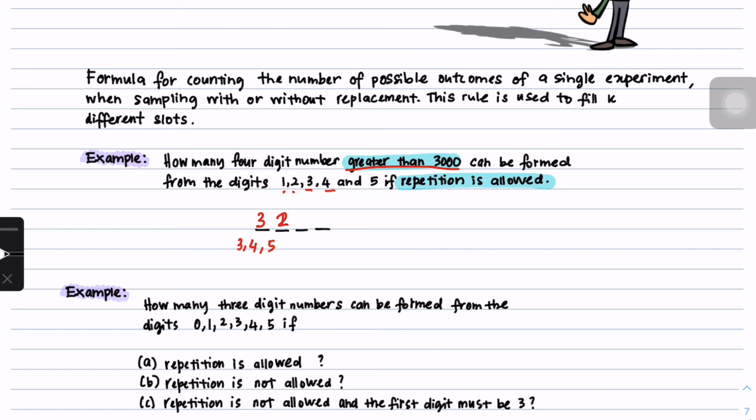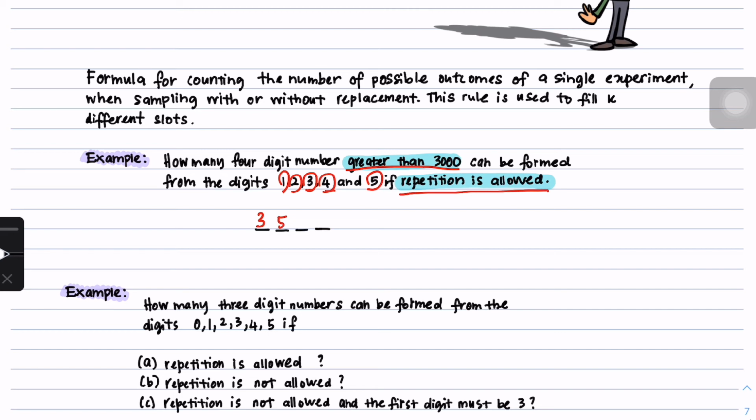Okay, so it doesn't matter what number we put in the second place, we will still have the number that is greater than 3000. And you need to remember that in this case repetition is allowed. Maksudnya kita boleh guna nombor tu berulang kali. So this one is the sampling with replacement. Okay, so berapa pilihan number yang kita ada? We have 5 choice. Sama ada kita nak letak 1 ataupun letak 2, letak 3, letak 4 ataupun letak 5.